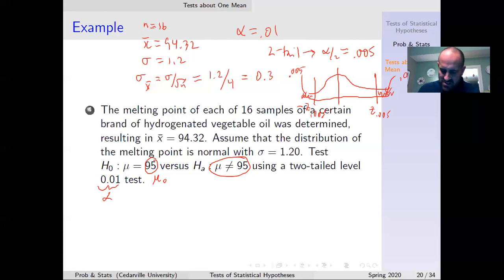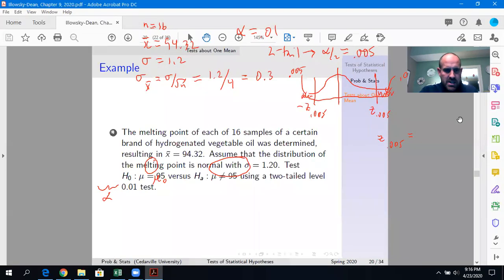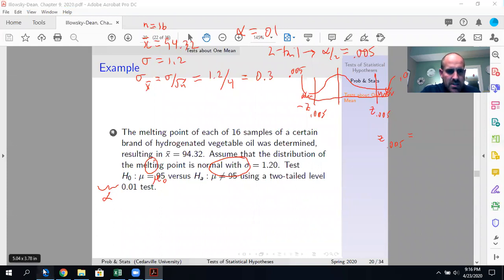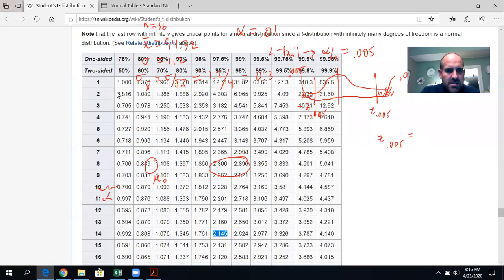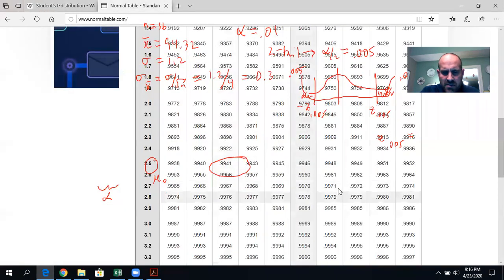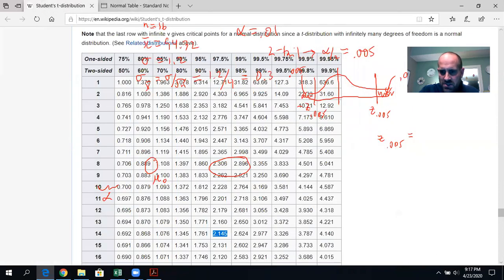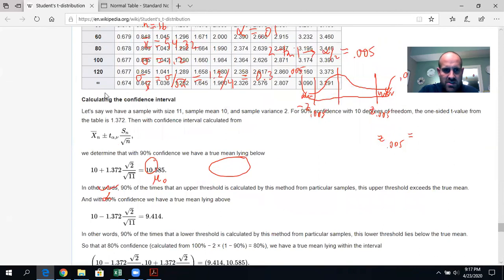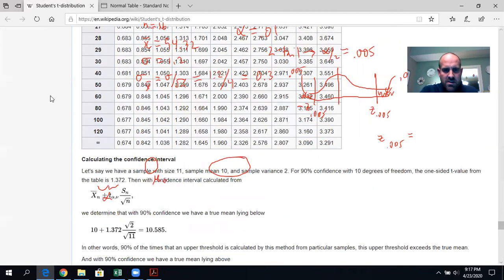Okay, so what are these z's? I really just need z sub 0.005. What is that going to equal? Well, let's have a look. I'm just going to go in our standard normal table. I'm going to leave the writing up here for now because I still want to access that. Actually, I can also get it out of the student t distribution, because at the bottom are all the z values, right down here.